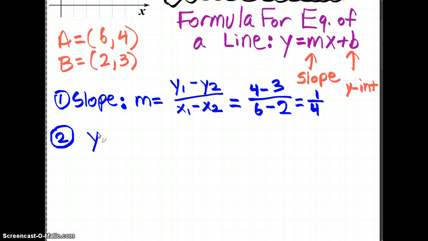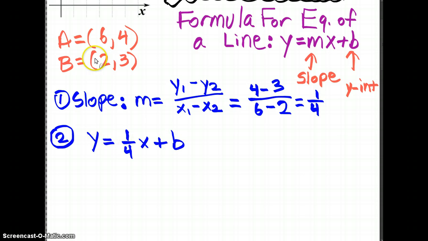This time, though, instead of using the m inside of the slope formula, I'm going to use the actual number value that we found from step 1, which was the slope. So we know that m is going to be a value of 1/4. We do not have a value for x, nor do we have a value for b.